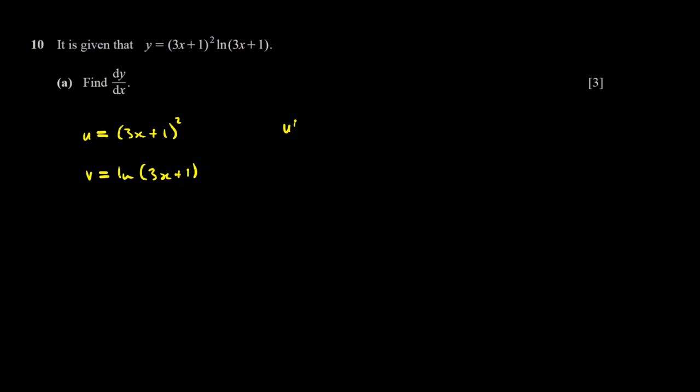So u prime, here we've got a chain rule. So I bring the 2 down to the front and subtract 1 from the power. Then I look inside the bracket, I differentiate it, I get 3, and I multiply by 3. For v, again, I've got another chain rule. So if I differentiate the ln, I get 1 over 3x plus 1. Then I differentiate the 3x plus 1, I get a 3, and I multiply it by 3. So I'm going to end up with that there.